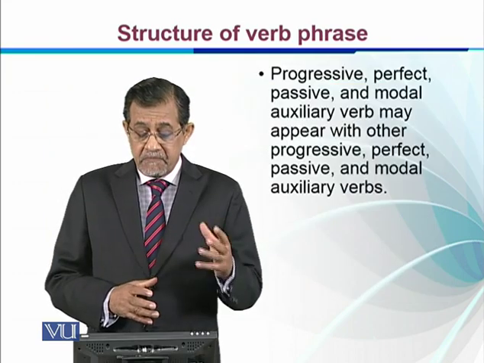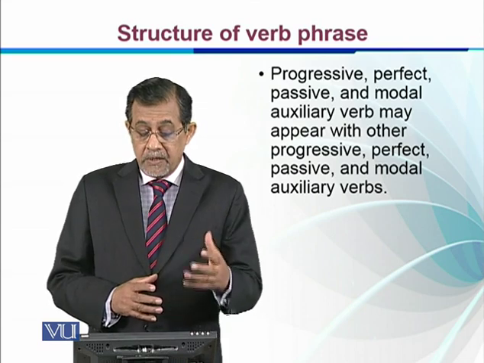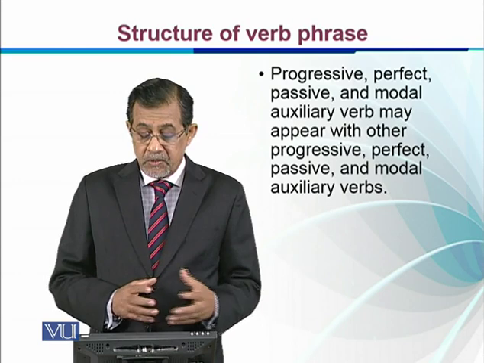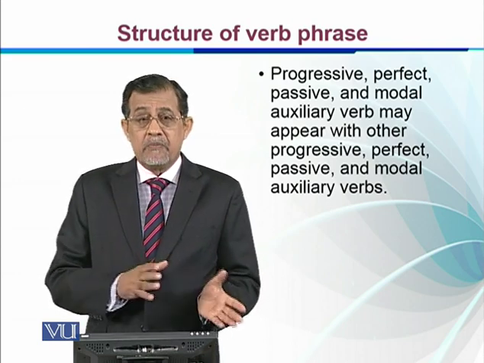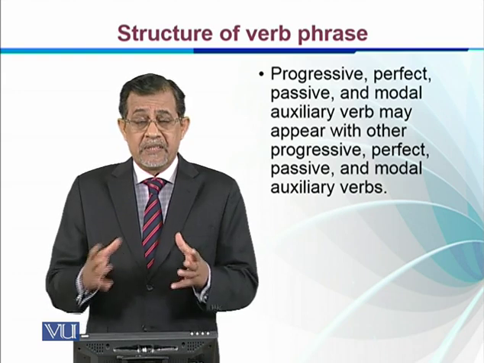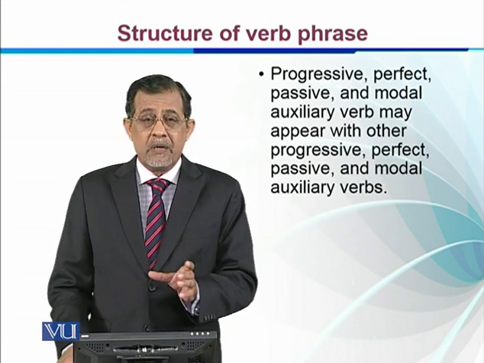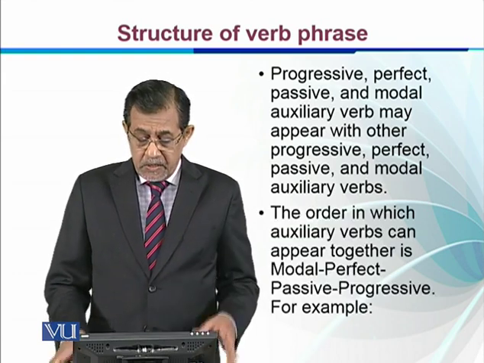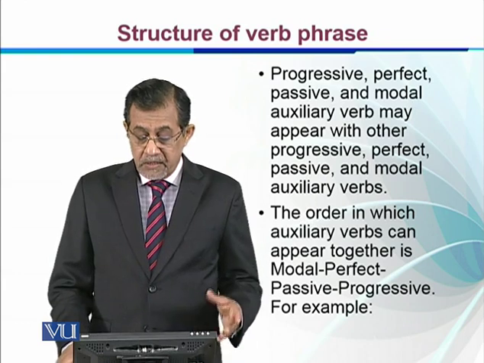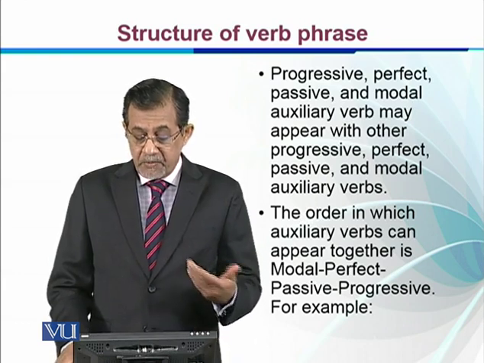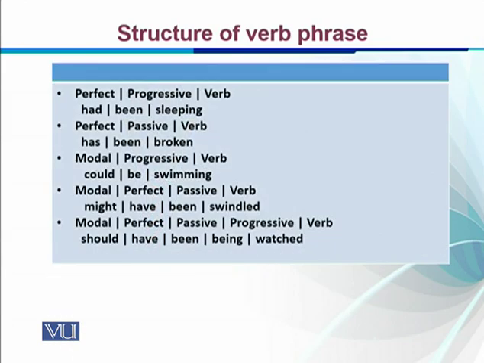Progressive, perfective, passive, and modal auxiliary verbs may appear with other progressive, perfective, passive, and modal auxiliary verbs. So we can have not just one auxiliary verb, we can have more than one auxiliary verb, alone or with modal verbs. The order in which auxiliary verbs can appear together is modal, perfect, passive, progressive. For example, we have perfect, progressive: had is the perfective and been is the progressive, sleeping. So we have had been sleeping.